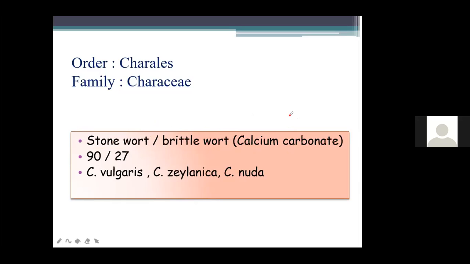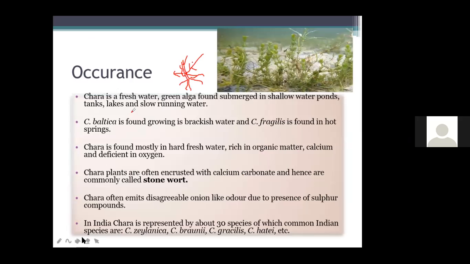Chara is called stonewort and brittlewort. Why? Because the thallus is made up of calcium carbonate. Yes, the thallus is made up of calcium carbonate. That's why the name of Chara is stonewort and brittlewort. See here, girls. Next one.